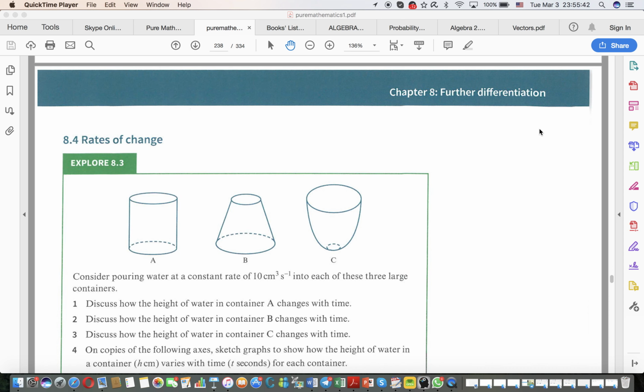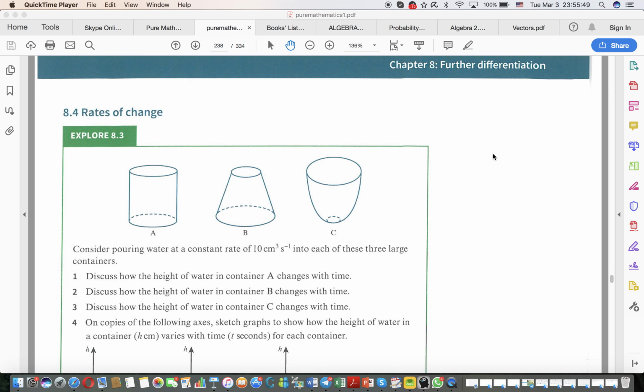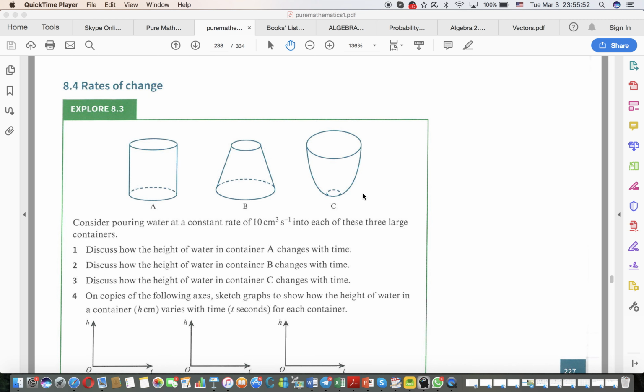AS students, in this session we are going to go for rate of change, chapter 8, differentiation. Rate of change is actually giving you the ratio between two quantities, how much one of them is changing as time is changing. So when you use rate of change, one of the variables is time, which is changing.